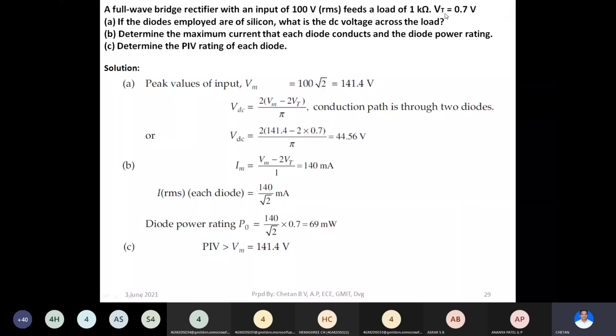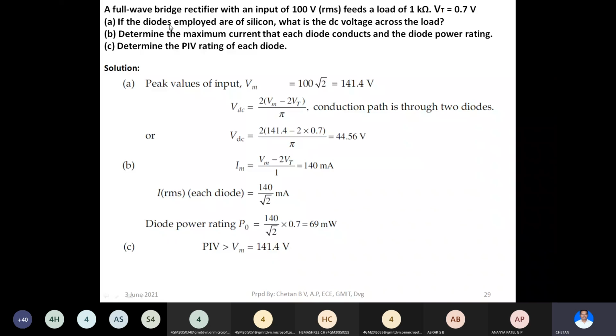So what do you have to calculate at first? You have to calculate the DC voltage across the load. So initially, take the help of this given RMS value and calculate Vm, right? So Vm would be 100 into root 2, because VRMS is Vm by root 2. Therefore, Vm would be VRMS into root 2, which is around 141.4. After that, you have to calculate the DC voltage across the load.